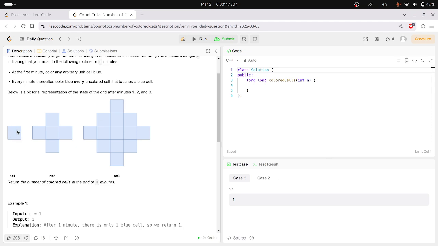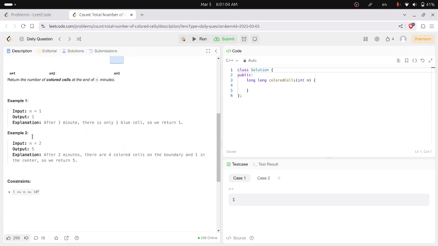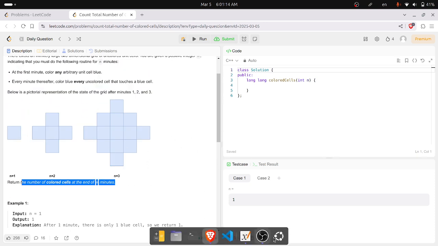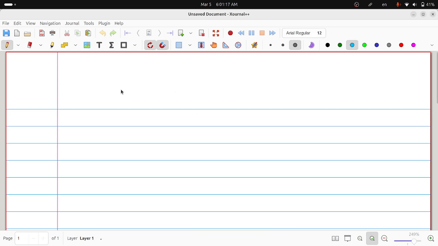So first minute he has done this. So in the second minute, every square that touches that initial square, he colored all of them, and then he added four more. So not four more, eight more. So okay, now I'll have to just return the number of colored cells at the end of n minutes. So I think for the first time I'm doing one, so let's try to have some pattern.